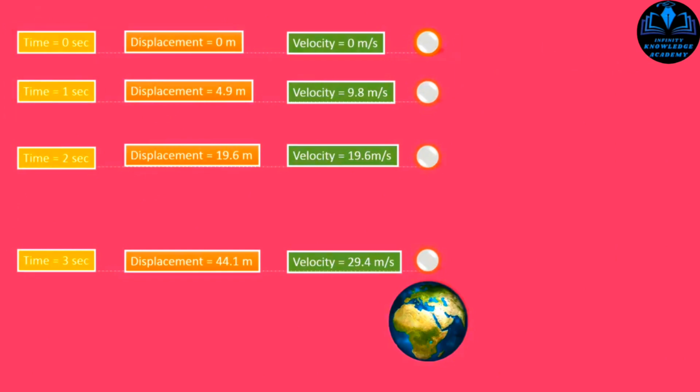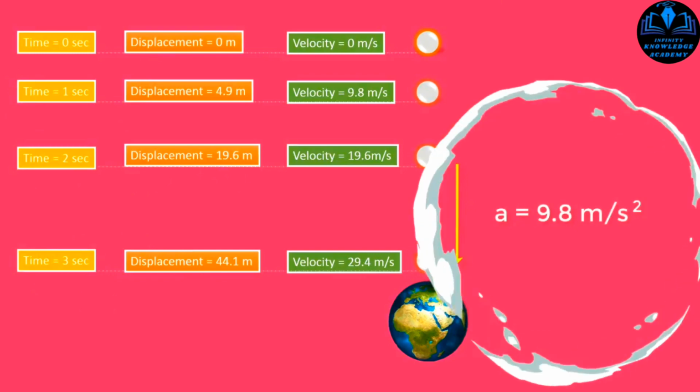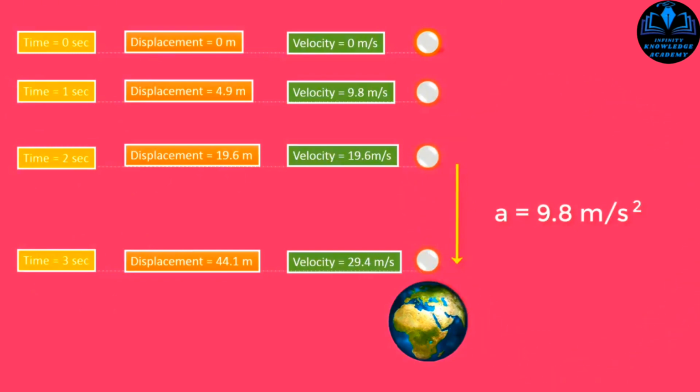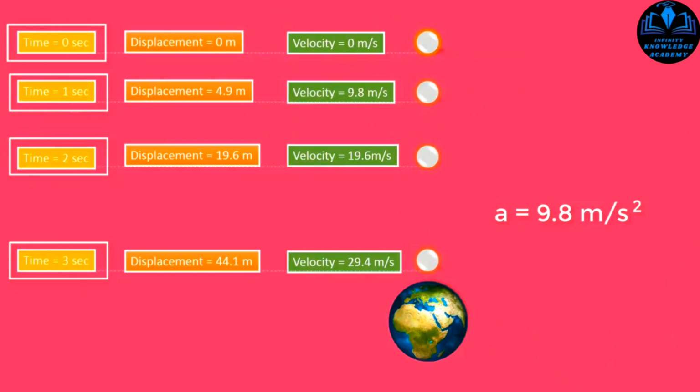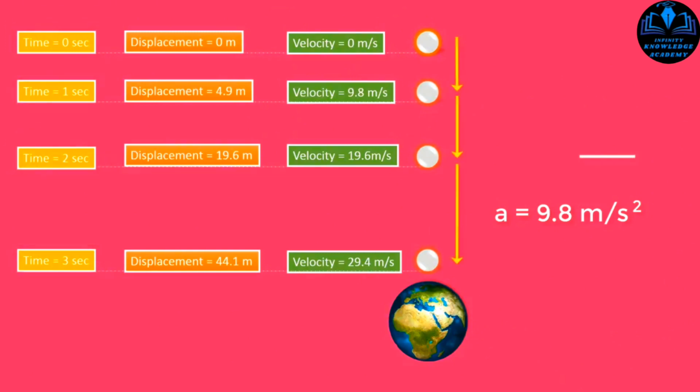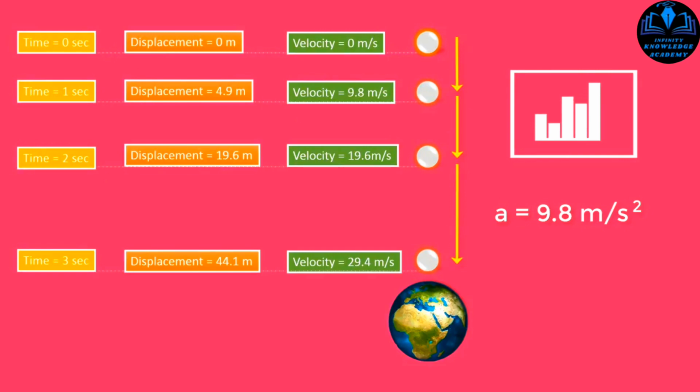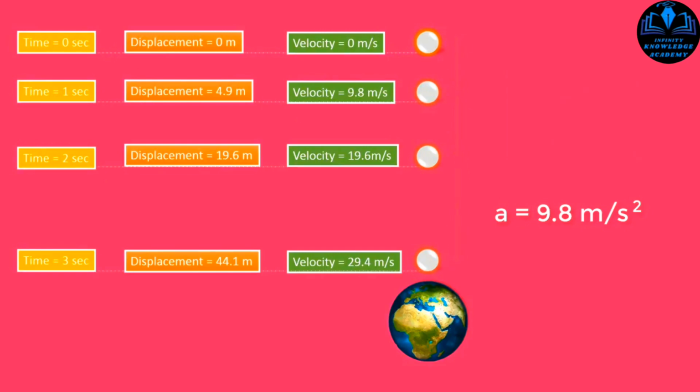Similarly, if I find acceleration of this body between 1 and 2 seconds, it is again 9.8 meter per second square. And if I find it between 2 and 3 seconds, it is again 9.8 meter per second square. Thus, I say that the rate of change of our velocity in every second is 9.8 meter per second. Or I say that our velocity is constantly increasing by an amount of 9.8 meter per second. Hence we get constant acceleration 9.8 meter per second square.